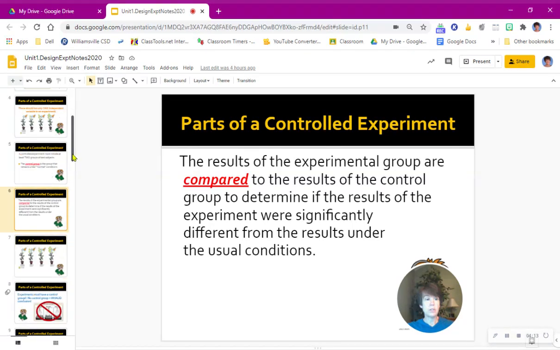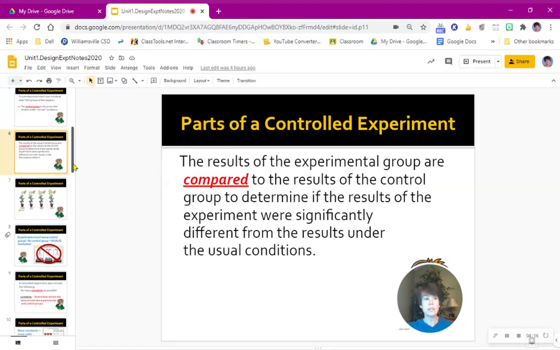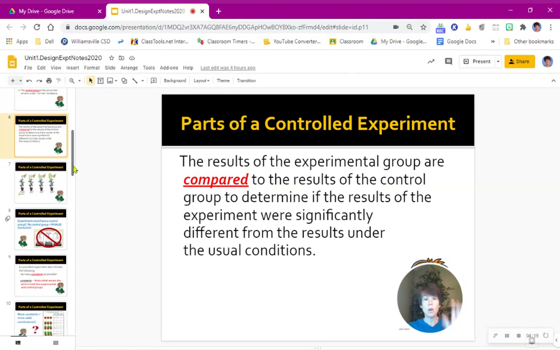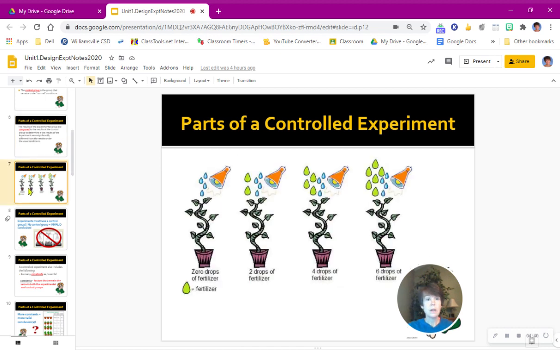So the results of the experimental group are then compared to that control group. Right. And so we look to see, is there a significant difference between what I saw normally and what I'm seeing when I change the factor that I'm changing? And if there's a big difference, then we can say that that factor had an effect. And if there's not very much of a difference or none at all, then we know that that factor is not something that is important in the outcome.